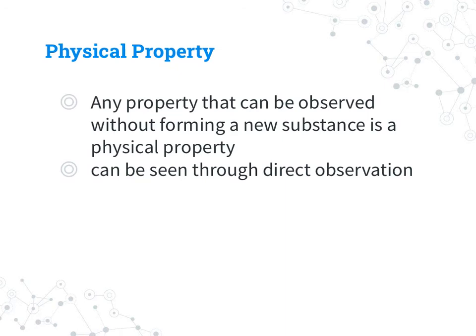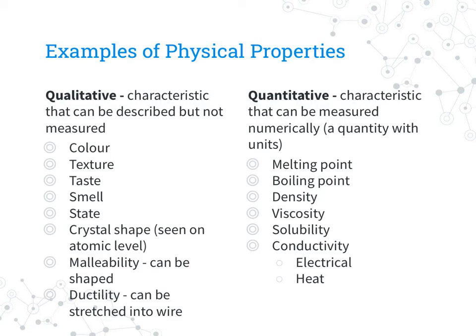A physical property is any property that can be observed without forming a new substance. It can be seen through direct observation. So you can see a physical property with your eyeballs. There's two types of physical properties. There's qualitative, which are characteristics that can be described but not measured. We typically don't measure color, texture, taste, smell, the state of something, the shape of something.